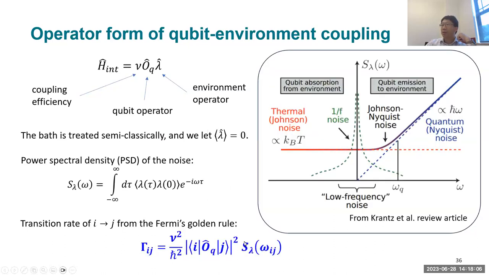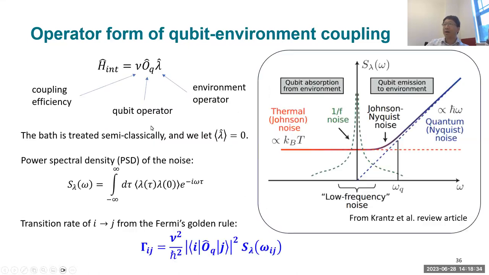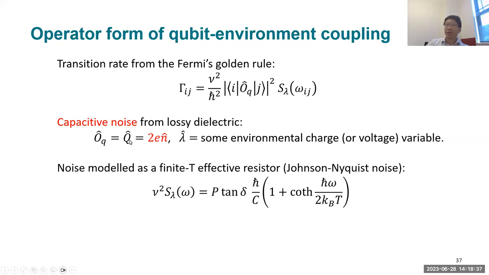Okay, so this may seem a little abstract, and there is more content in the quantum engineer's guide that you can read to digest it more. But I'd like to give you a very brief rundown of some of the typical operators. So once again, this is your Fermi's golden rule. And capacitive noise from a lossy dielectric basically means the operator on your qubit is a charge operator. Often we write it as 2e times the dimensionless charge operator n. So this is the form of your operator that participates in this qubit-environment coupling.